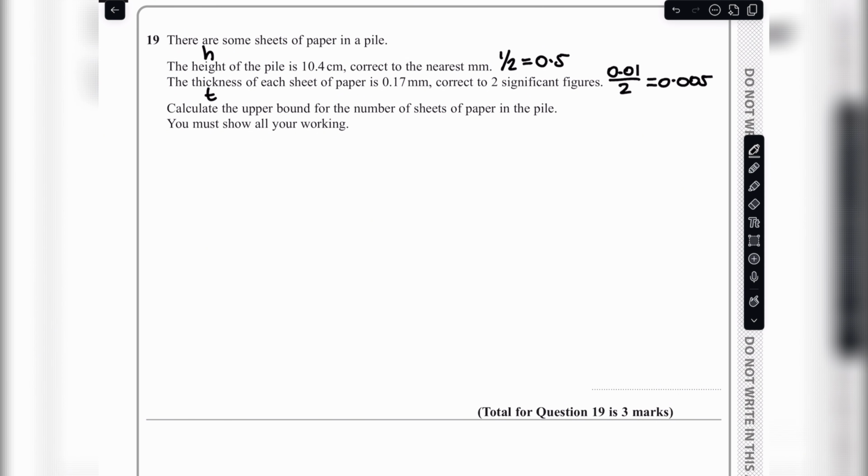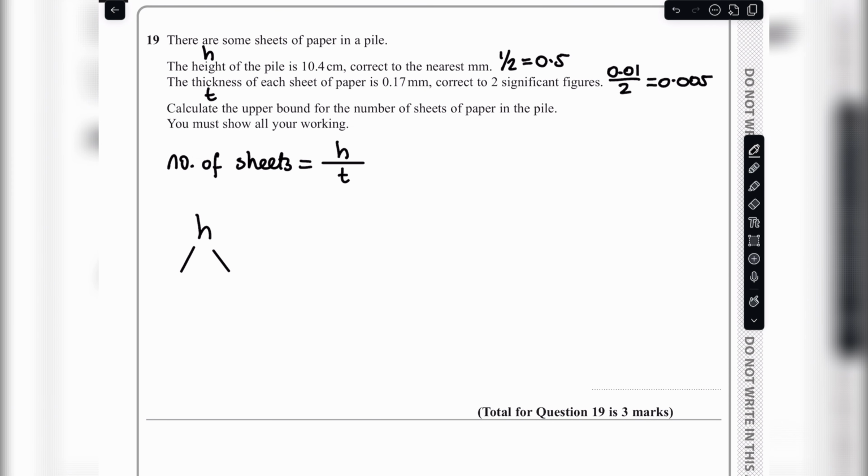And to determine the number of sheets of paper in the pile, we need to divide the height of the pile by the thickness of each sheet of paper. So now that we know this is the formula we need to use, we now need to determine the upper and the lower bounds for the height and the thickness.